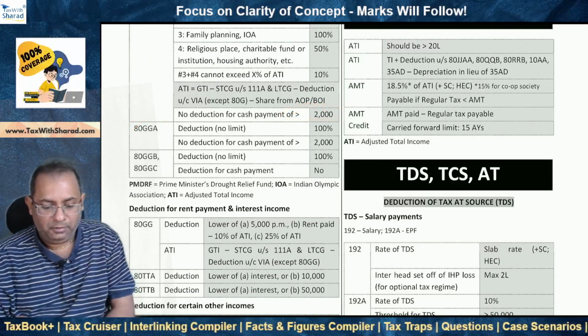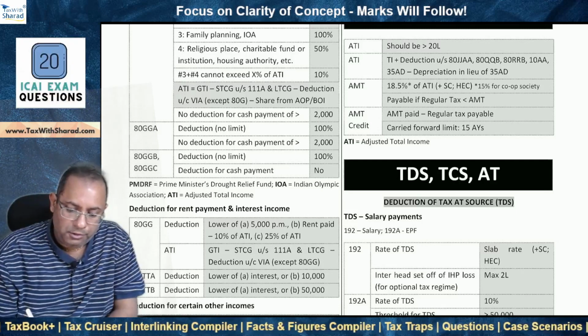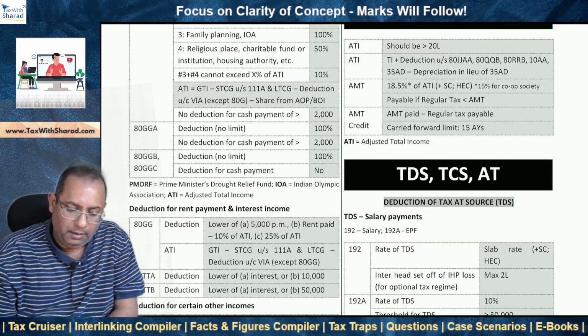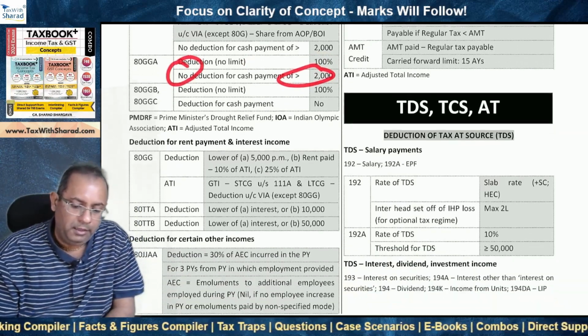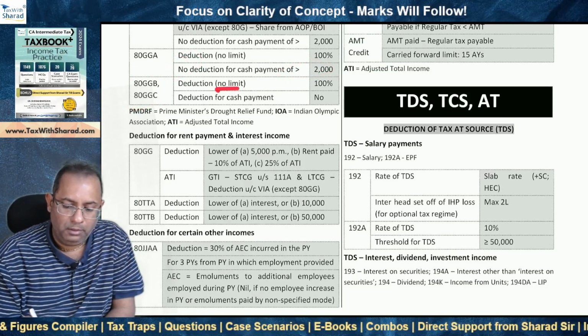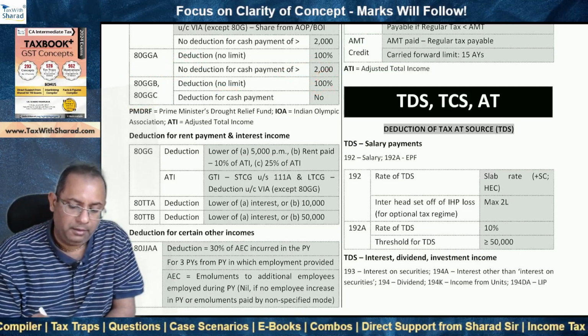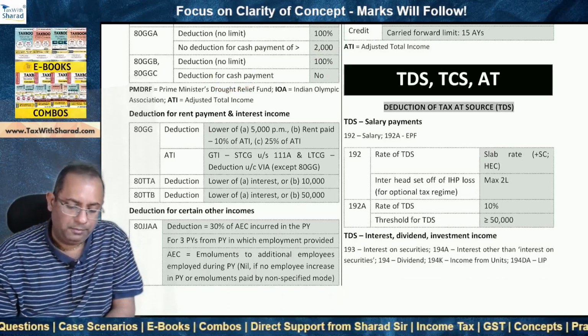80GGA is for donation for rural development, scientific research. The deduction is to the extent of 100%, no limit, and if cash payment is more than 2,000, then no deduction is available. 80GGB and 80GGC is for donation to political parties, deduction no limit at the rate of 100%, but there is no deduction available where there is cash payment.